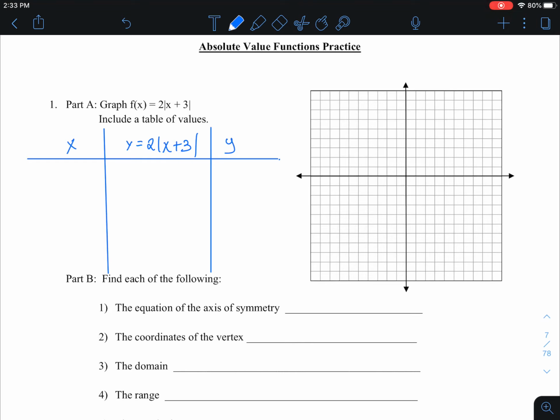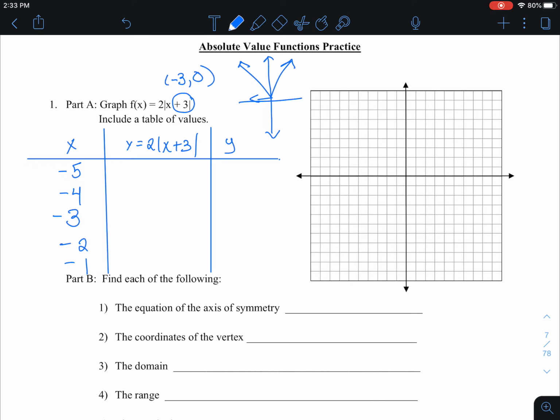Well, I know that my vertex is going to be negative 3, 0, because this plus 3 tells me that the parent function, absolute value of x, which would normally look like this, is shifted 3 over to the left. So I'm going to make sure that I include negative 3. And so then let's do 2 on each side. You want to include about 5 points to get an accurate graph.